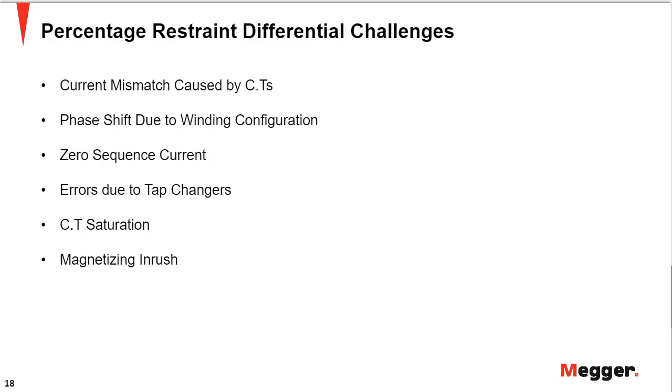So there are some of the challenges that we could encounter when dealing with differential, be it designing the protection or testing the differential. I just want to discuss a few of those challenges here in this webinar. One is the current mismatch that is caused by CTs. We know the voltage levels on the transformers are different, which means the currents are different on each side. So the CT ratios are different. So there is clearly a current mismatch on each side, right? So how is that taken care of?